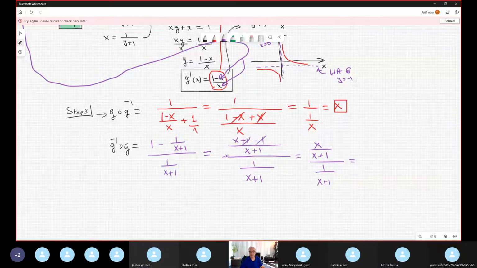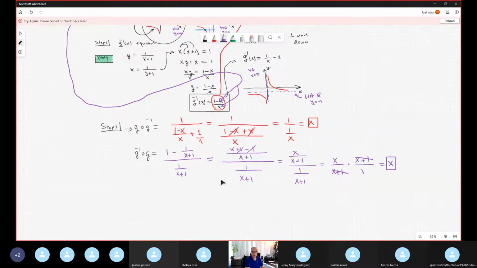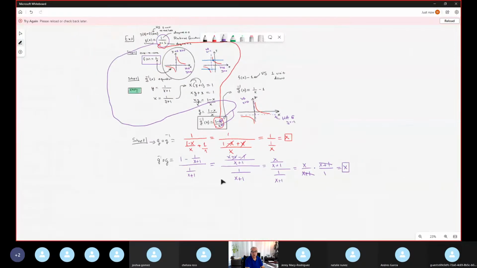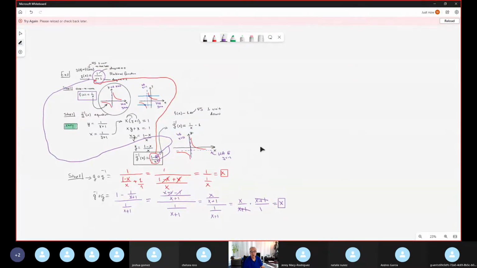Division of fractions, complex fraction. You copy the first exactly the same, and you multiply, flip it up. This cancels and stays identity again. Cool? Yes. Okay, now domain and range of both functions.